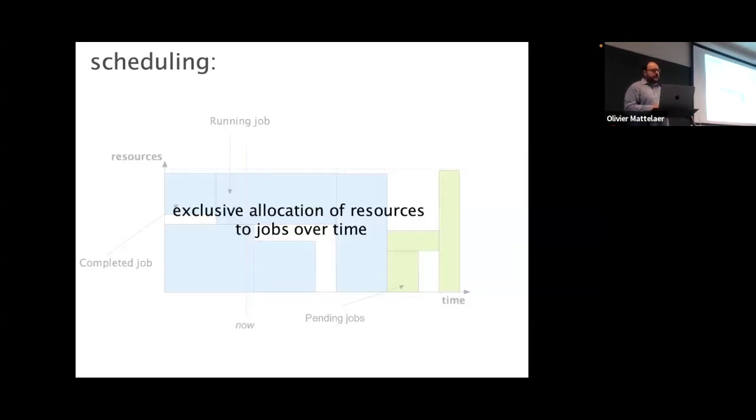The main idea is always to have an exclusive allocation of resources to a job. So if for your job you request, let's say, 12 CPUs and 2 GB of memory, you are sure that when your job starts, you have those 12 CPUs and 2 GB of memory. And no other job can use those resources. They are exclusively allocated to you.